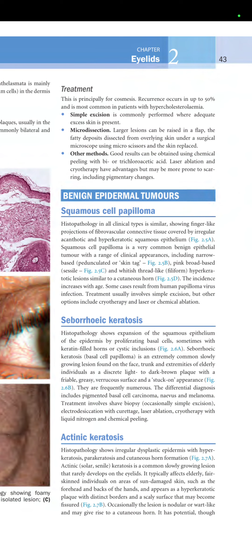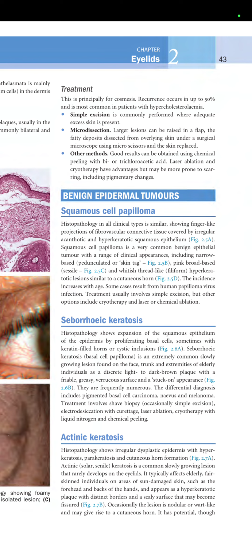Actinic, solar or senile keratosis is a commonly slowly growing lesion that rarely develops on the eyelids. It typically affects elderly fair-skinned individuals on areas of sun-damaged skin such as the forehead and back of the hand, and appears as a hyperkeratotic plaque with distinct borders and a scaly surface that may be fissured.